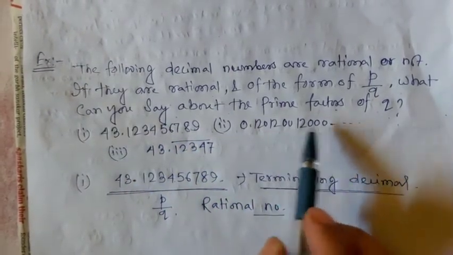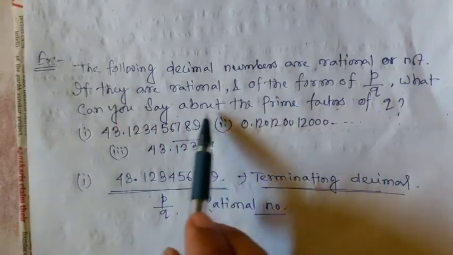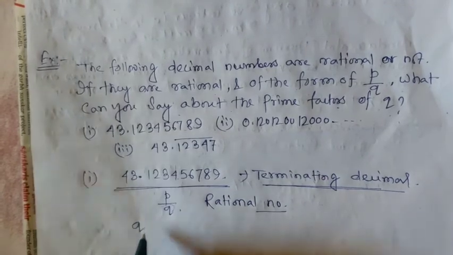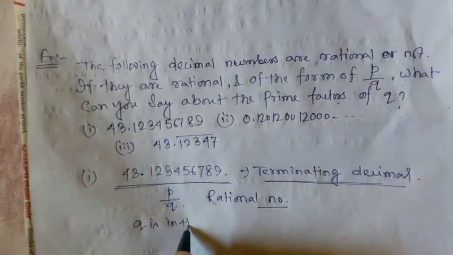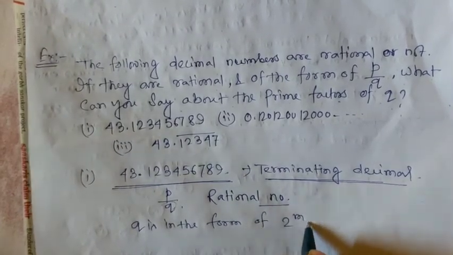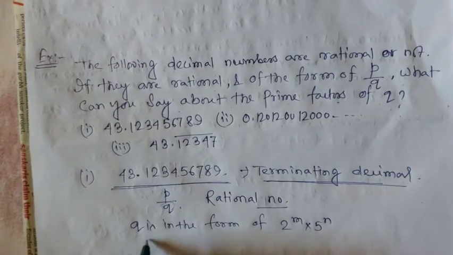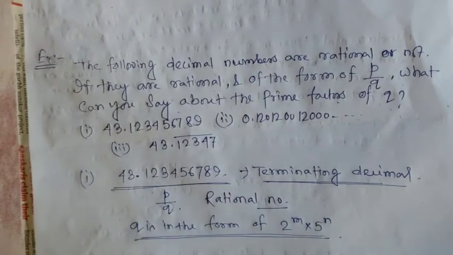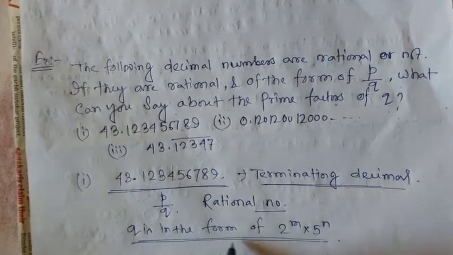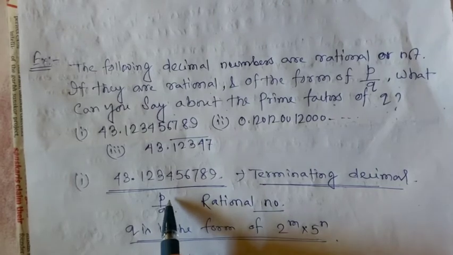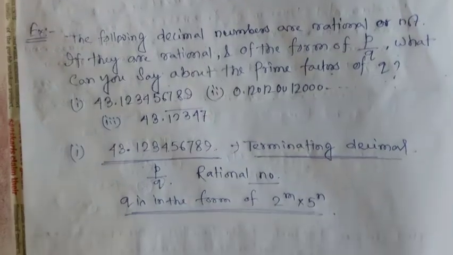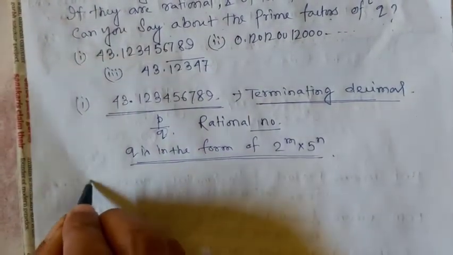And the last part is to say what we can say about the prime factors of q. Now q is in the form of 2 to the power m into 5 to the power n. As this rational number terminates, we can say that it is in the form of p by q, where q is in the form of 2 to the power m into 5 to the power n. Now the second one is the second example.